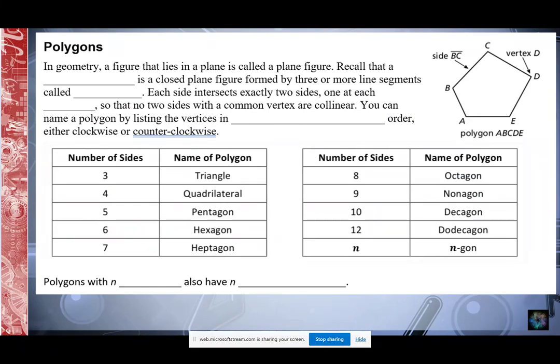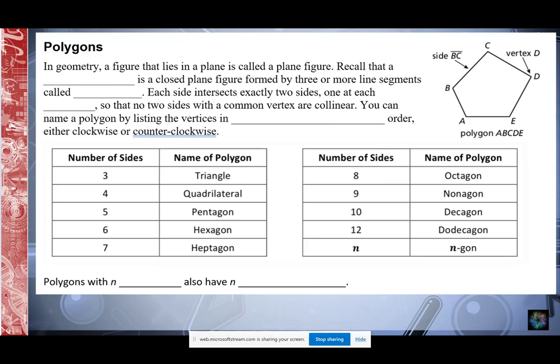Any figure that lies in a single plane is just called a plane figure. Notice how we spell plane. It is similar to the airplane, but it's not an airplane, and it is not plain as in plain and simple. It is just the geometric plane that we talk about, that flat surface.